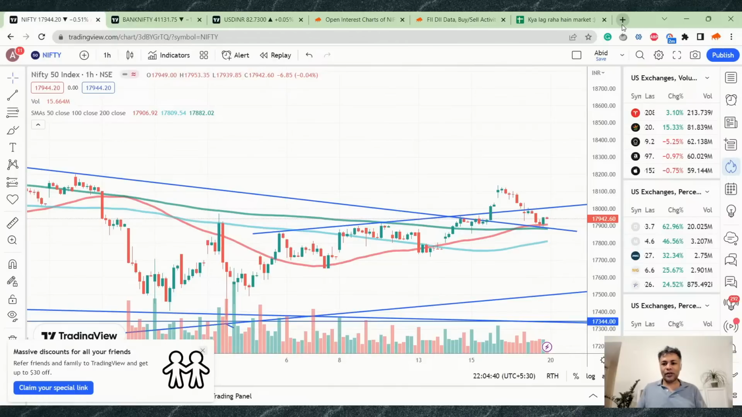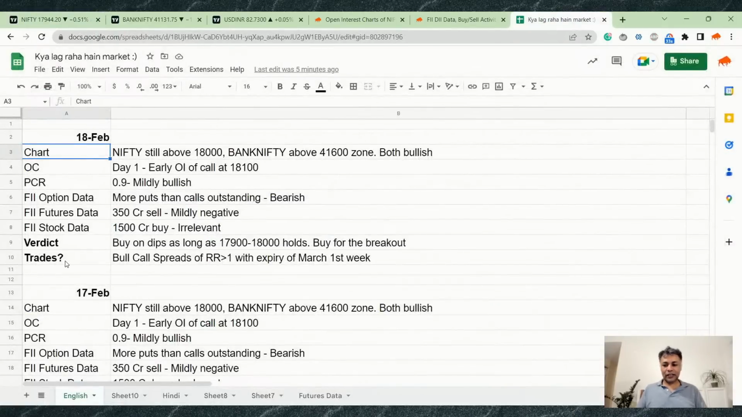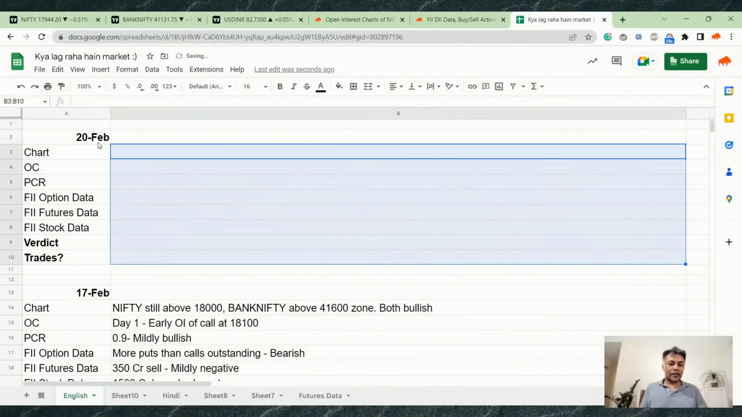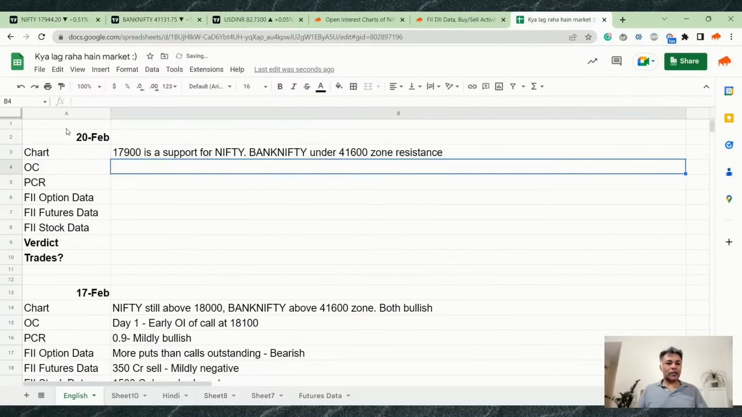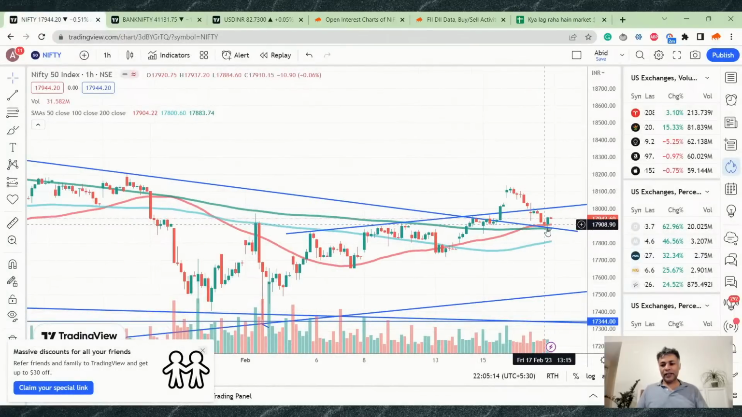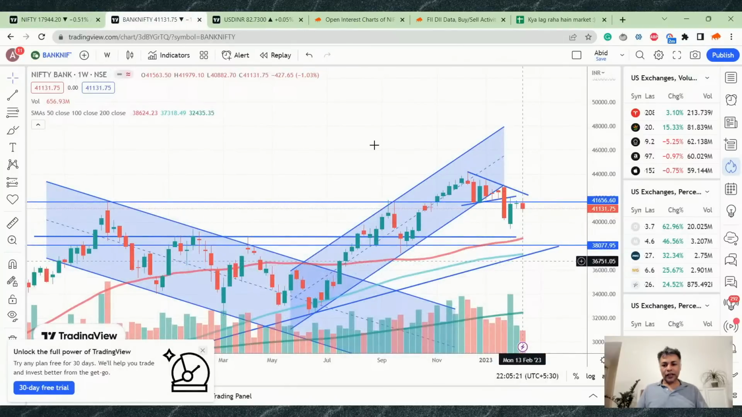So long story short, 17,900 is a support for Nifty. Bank Nifty is under the resistance. If you ask me, it's an ideal time to play this 17,900 support game with a strict stop loss, right? So this is the chart.